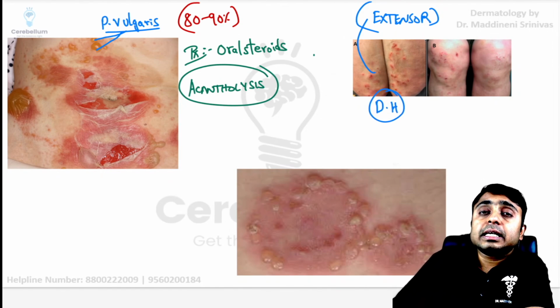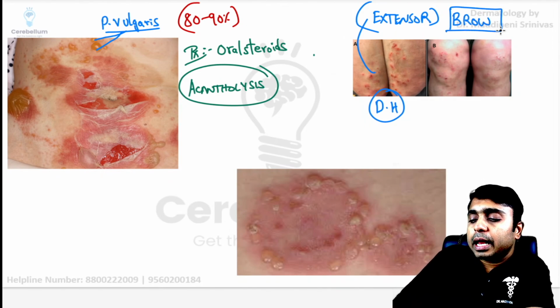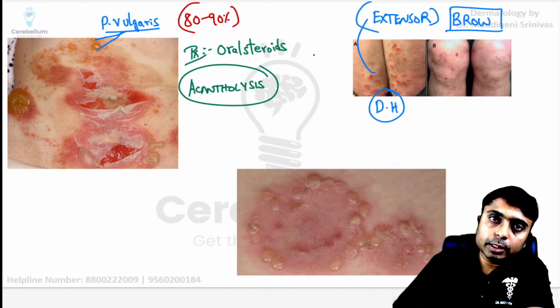Remember, there is an association with gluten sensitive enteropathy. So these individuals should avoid barley, rye, oats and wheat.